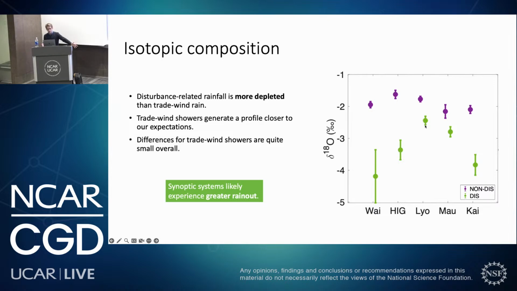And one thing to bear in mind is that we are collecting at a weekly frequency, and because of that, we have a disturbance that happens perhaps one day, but the other days can also be contributed to by other kinds of rainfall, such as trade wind showers. And so some of the dilution that might happen here might be driven by trade wind showers.